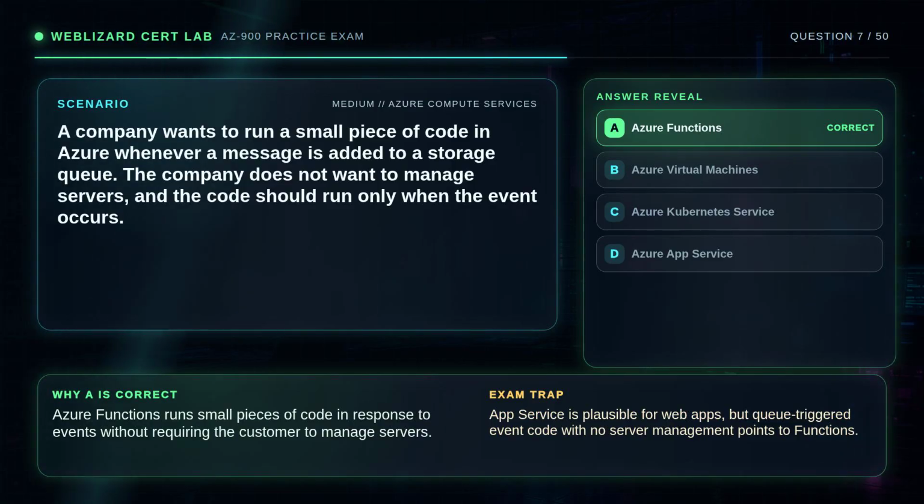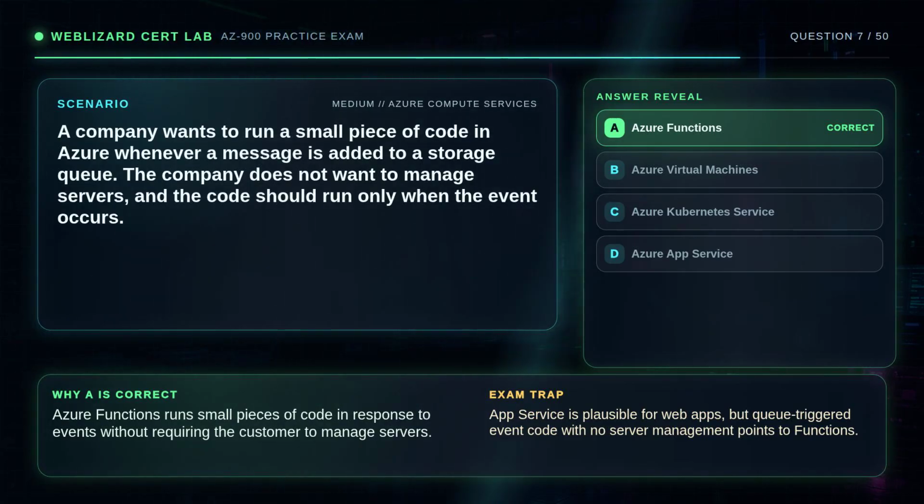Azure Virtual Machines would require managing the operating system and server. Azure Kubernetes Service is for orchestrating containers. Azure App Service is a strong platform for web apps and APIs, but the event-triggered code pattern points directly to Azure Functions. The exam clue is small code, event occurs, no server management.